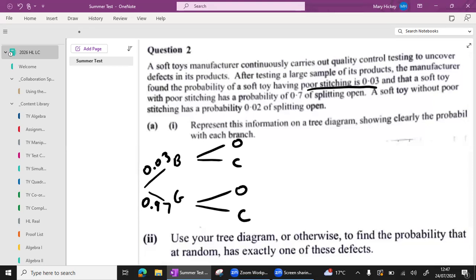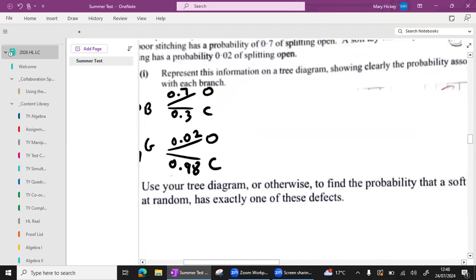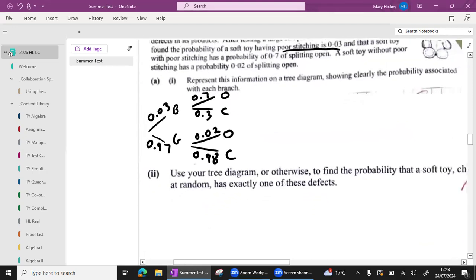Now, if the stitching is bad, we're told that the splitting open is 0.7. So staying closed is 0.3. So it has quite a high chance of opening. If a soft toy doesn't have poor stitching, so in other words, it's good, it only has a probability of 0.02 of opening, which means it has a high chance, 0.98, of staying closed. So that's the first part of that question done, and we've shown the probability on each branch.